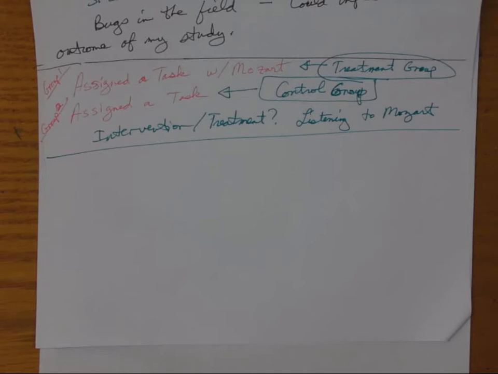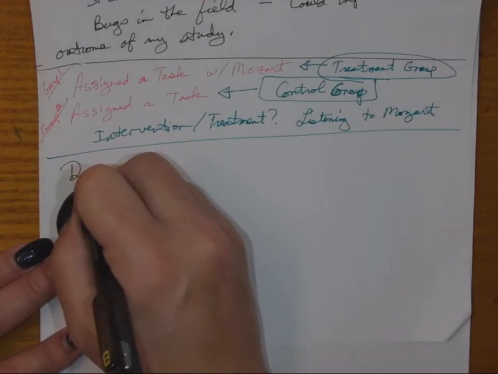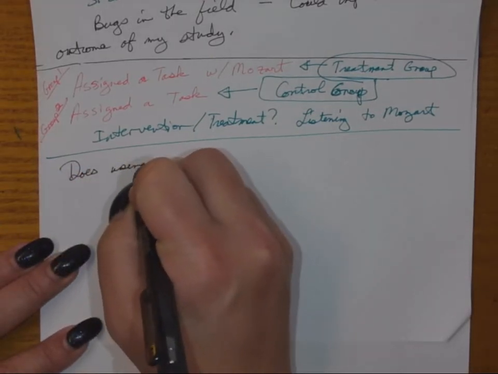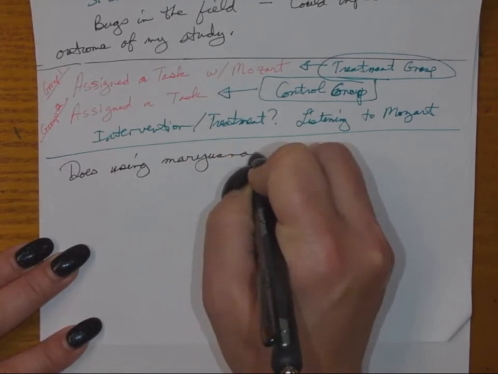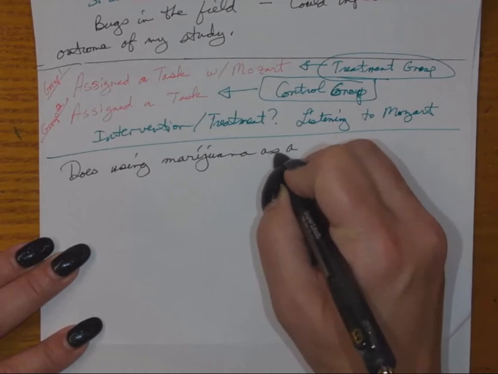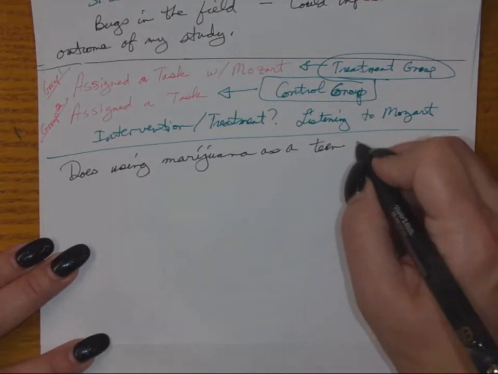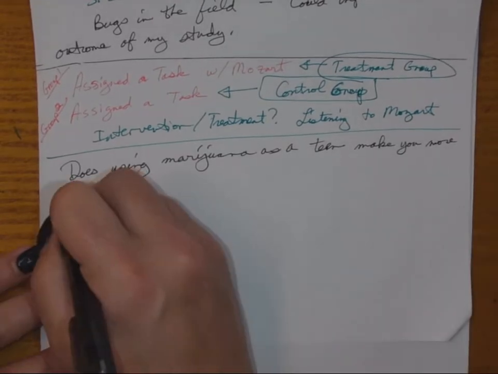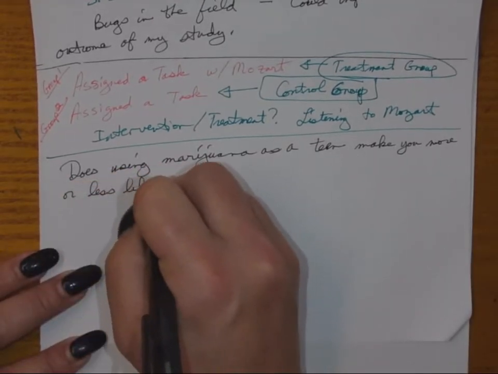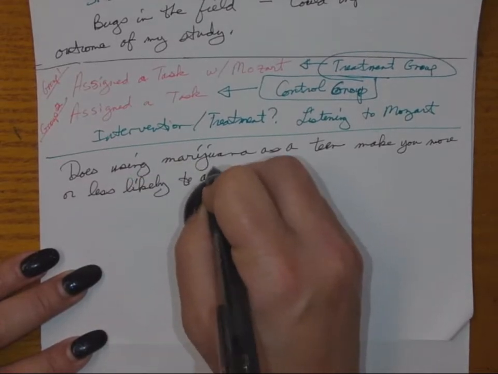Okay, here's another one. You want to know whether teens who try marijuana are more or less likely to abuse hard drugs as adults. What type of study should you do? Does using marijuana as a teen make you more or less likely to abuse drugs as an adult?